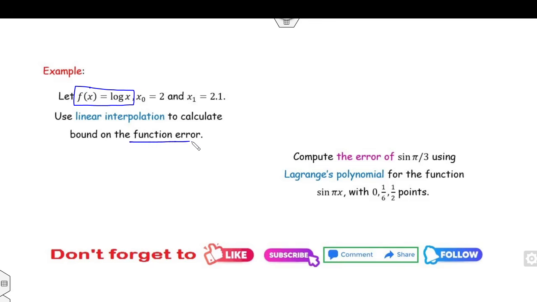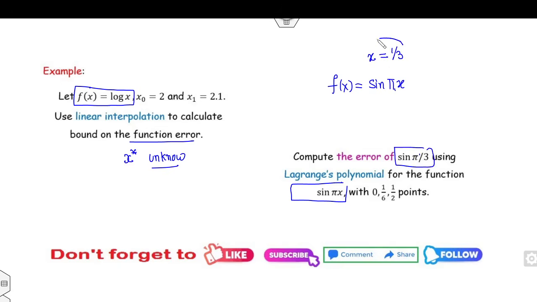For example, you can see f(x) is given in this case. You have to find the error function, but the point is not given to you. That means x star is unknown to you. However, in this case, f(x) is given as sine of pi x, while your target is to find the error at sine pi by 3. Can you find the value of x? x is 1 over 3. That means your target is to find the error at 1 over 3, which is nothing but x star. So I will cover both kinds of examples in this lecture in depth.